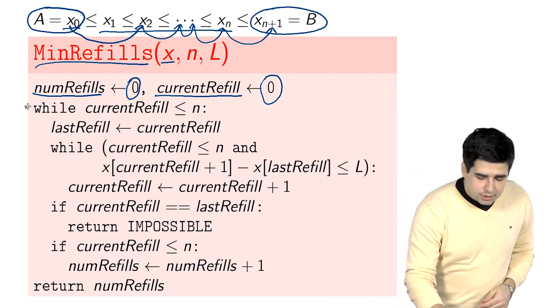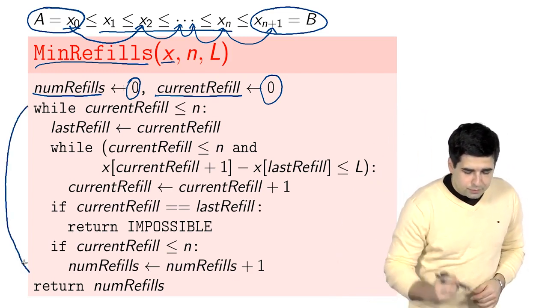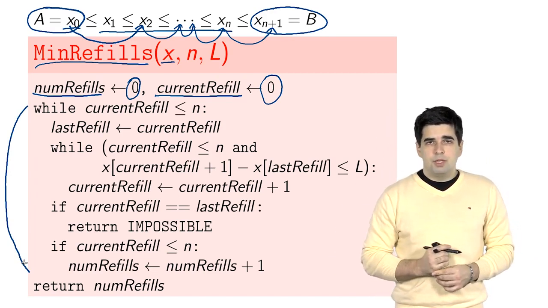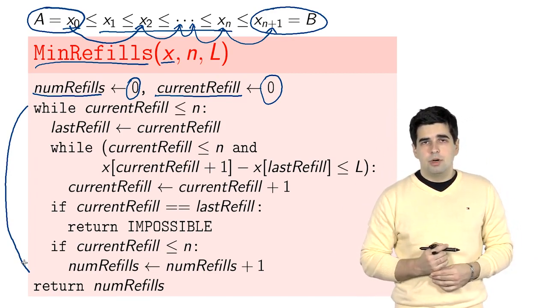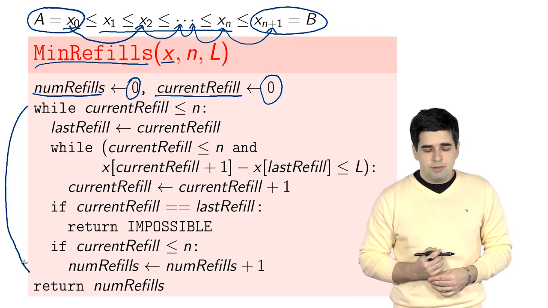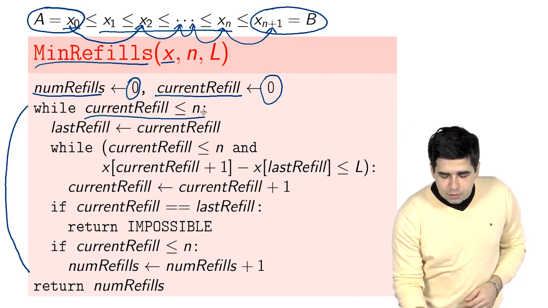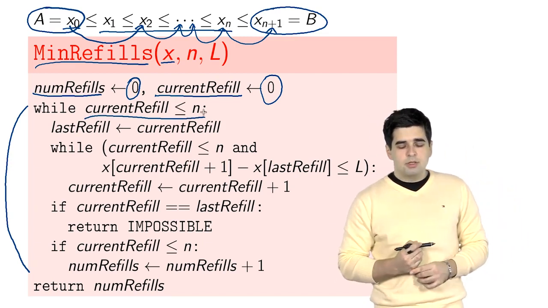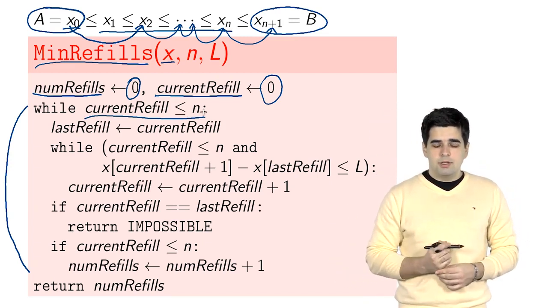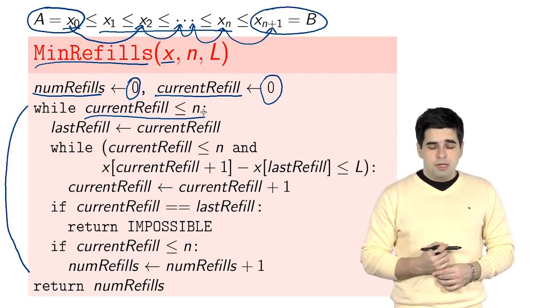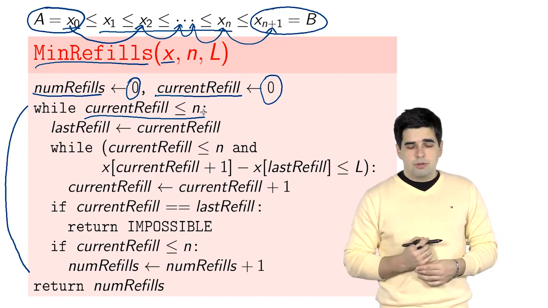Then the main external while loop goes. And it goes on while we are still to the left from point B, because then we need to go right to reach our destination B. And we check this condition with this inequality that current refill is at most n. This means that the position or index in the array x is at most n, and so we're to the left from point B currently. In this case, we still need to go to the right.